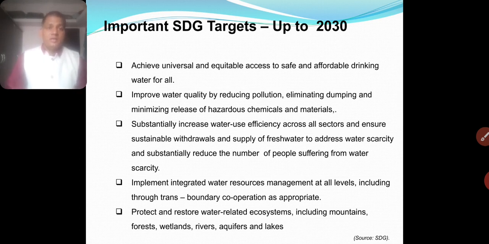So similarly, which can include the transboundary cooperation as appropriate. So that will help from the agriculture point of view, and even for the groundwater recharging. And the last one is to protect and restore the water-related ecosystems, including mountains, forests, wetlands, rivers, aquifers, and the lakes. So similarly, you have to protect the other ecosystems, other areas which are very important for groundwater recharging, as well as their role in soil and water conservation, that you have to protect. So these are the main important targets of this Sustainable Development Goal up to 2030.